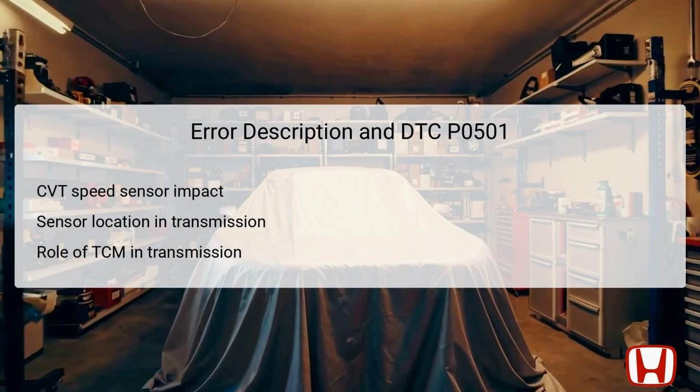When this circuit experiences issues, DTC P0501 is set, indicating a range or performance problem. This DTC makes it clear that any malfunctions likely originate from electrical connections rather than any mechanical aspects of the transmission. Understanding the interplay between the CVT speed sensor and TCM is essential for successful troubleshooting.